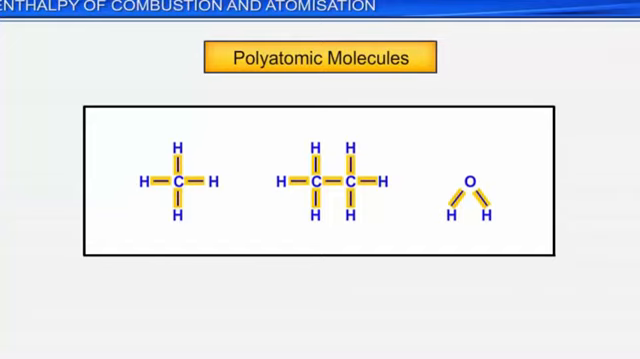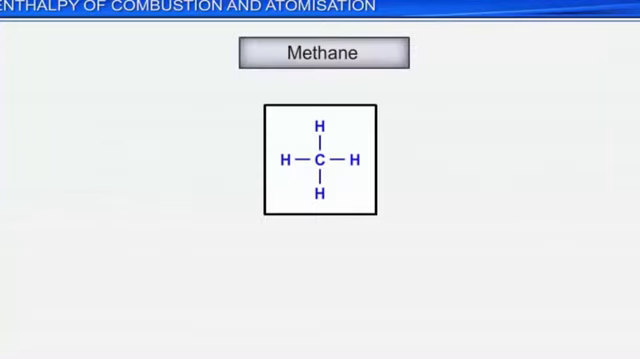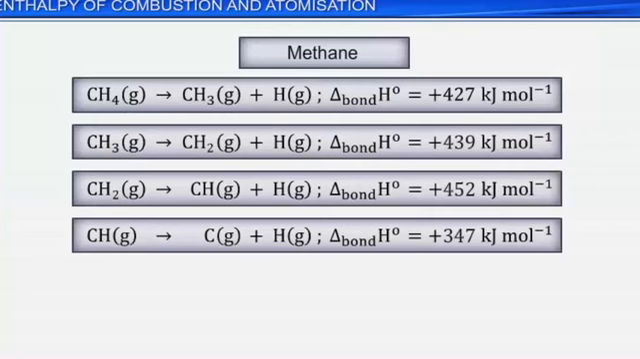For example, the enthalpy of atomization of methane is 1665 kilojoules per mole. Although the 4 C-H bonds are identical in terms of bond length and energy, the energy required to break individual C-H bonds in each successive step is not the same. The energies required to break these bonds are successively plus 427, plus 439, plus 452, and plus 347 kilojoules per mole, respectively.